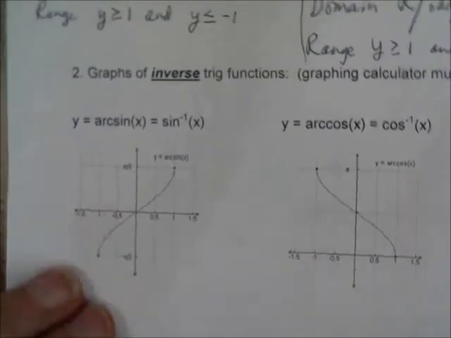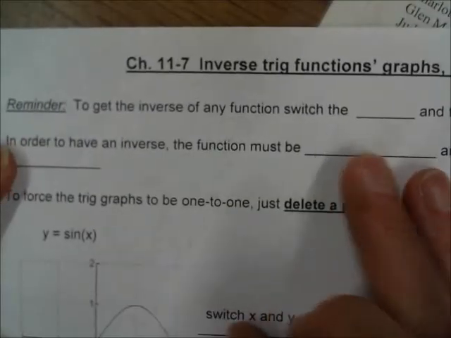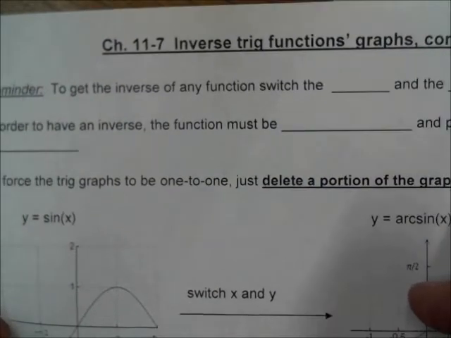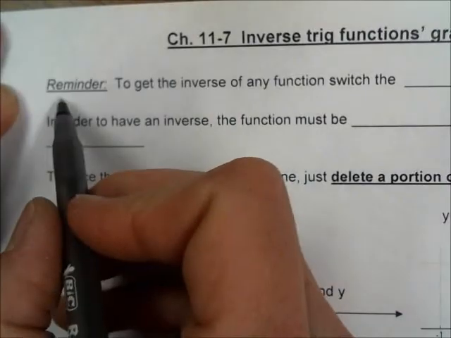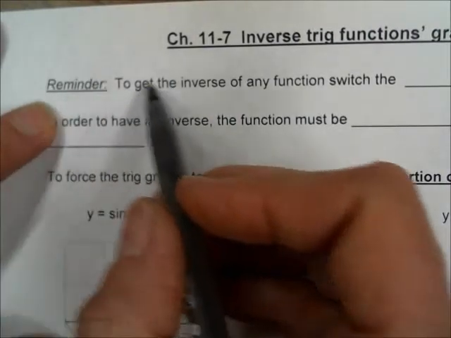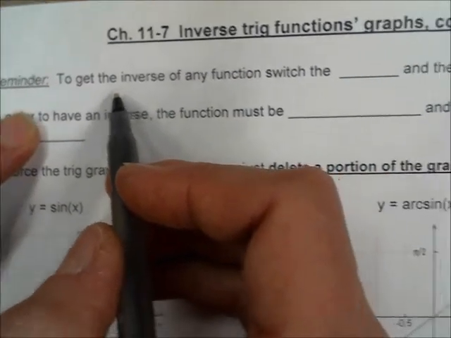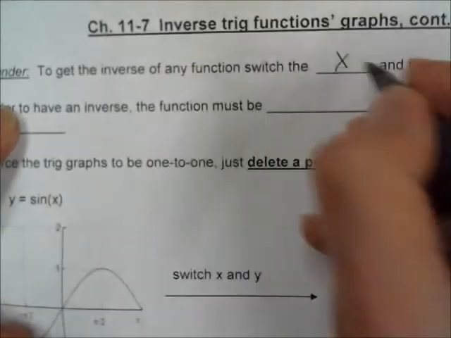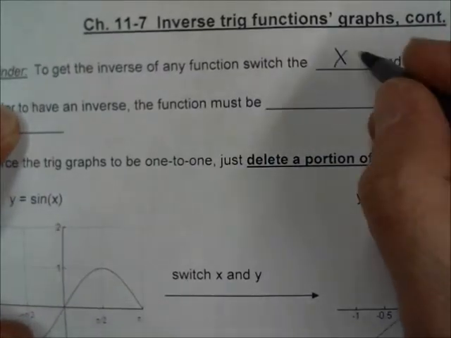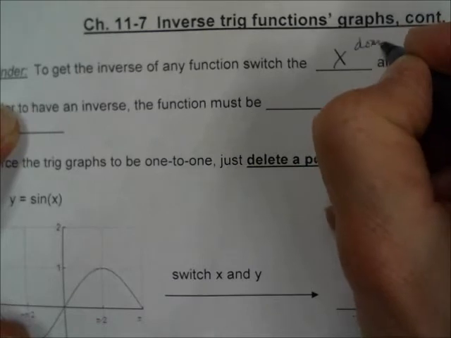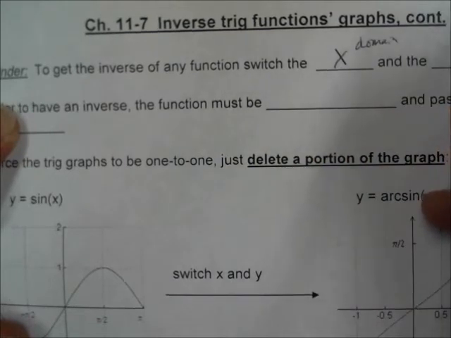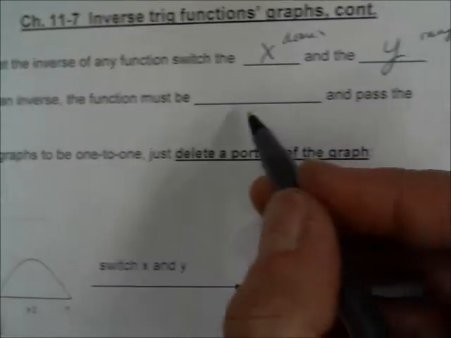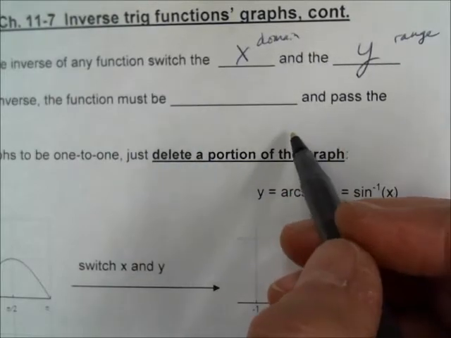So why do they look like they do? We're going to add some notes down at the bottom, but there's an explanation on the next page, on page 12 of your notes. So we're going to see why the inverse trig functions look like they do. Now I'm going to remind you, way back in chapter 4, we got the inverse of a function, and to get an inverse of the function, we just switch the x values and the y values, or the domain and the range.